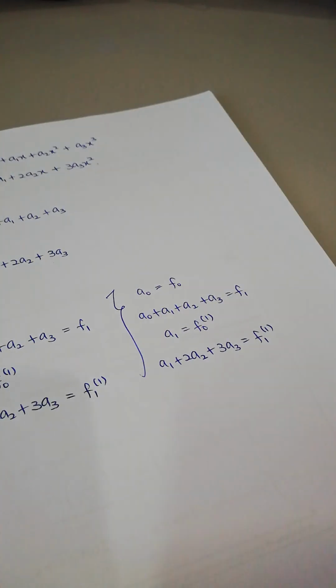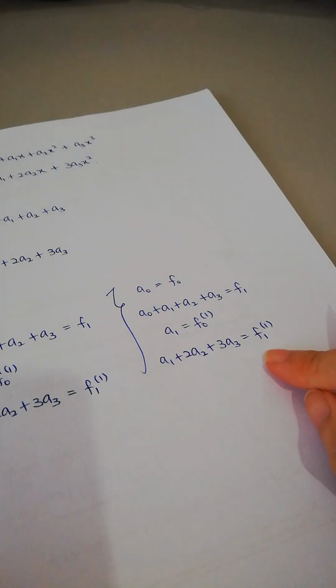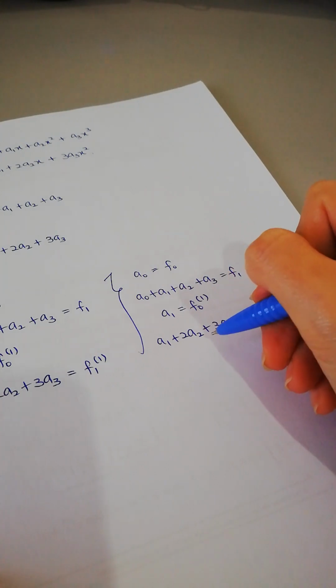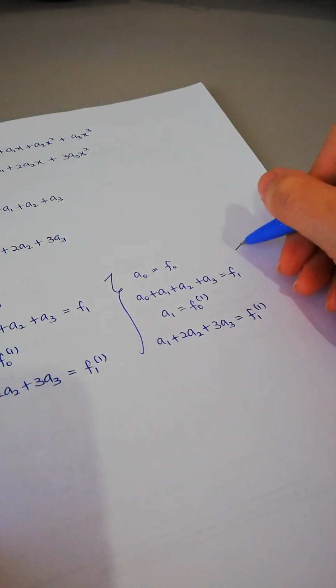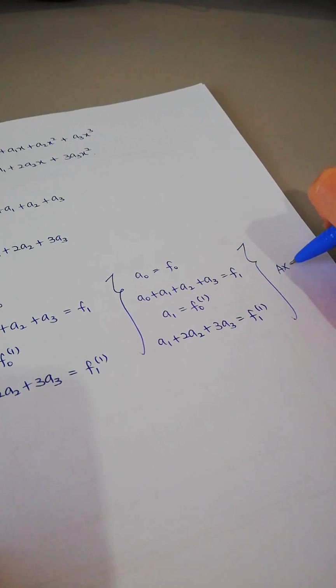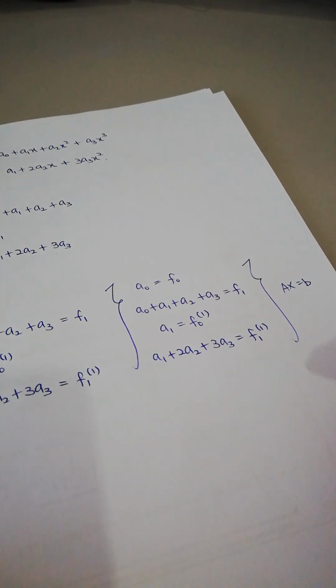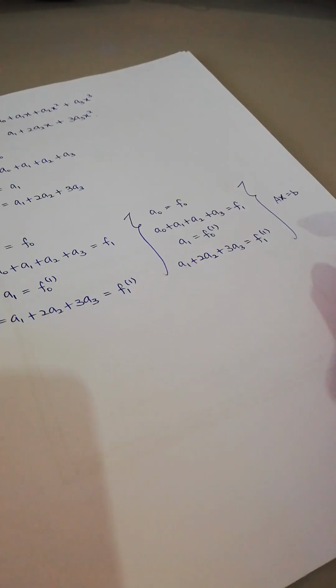So what you can see is that I can write this system of linear equations in terms of Ax equal to b. I'm not sure whether you still remember your linear algebra. Please take a look if you forget. I can write it in this form.